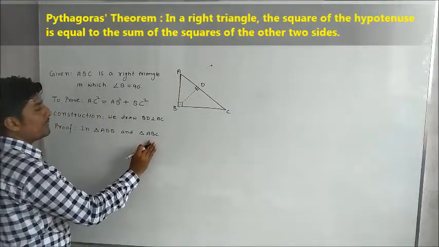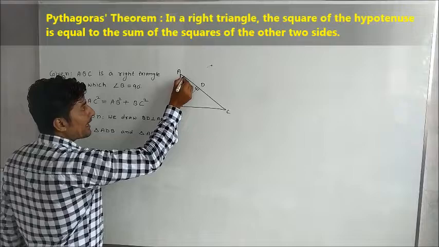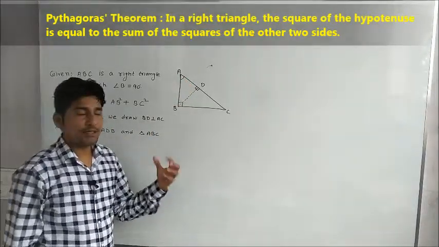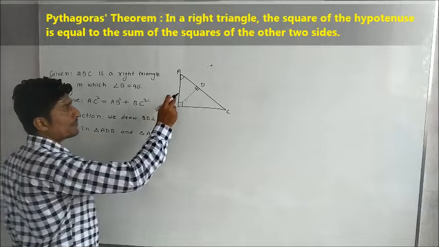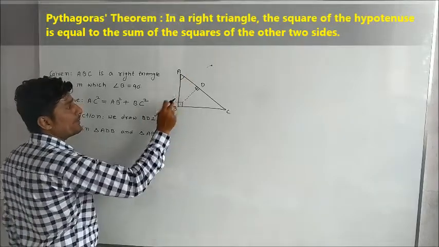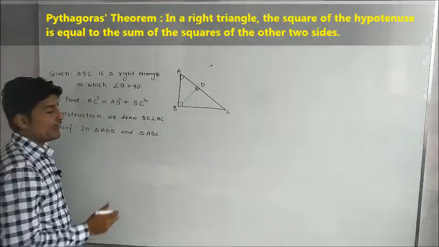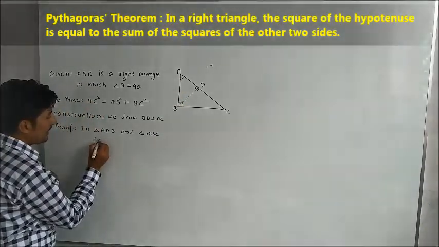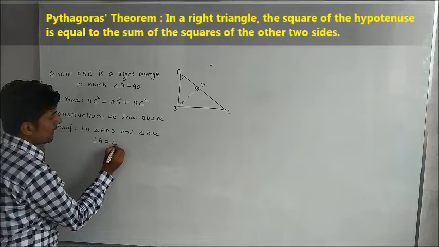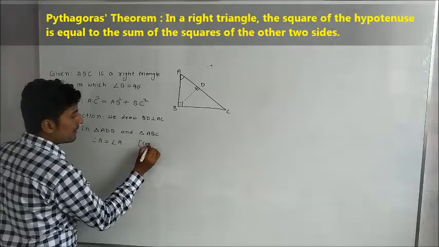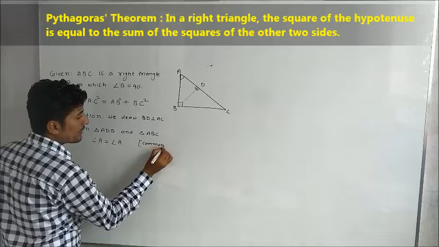So in triangle ADB and ABC, angle A is common in both the triangles. Let us see how this angle A is common in both the triangles. In triangle ADB, we are having angle A. In triangle ABC also, we are having angle A. So we can write here, angle A is equal to angle A. Why are they equal? Because they are common in both the triangles. So we can write here, common.